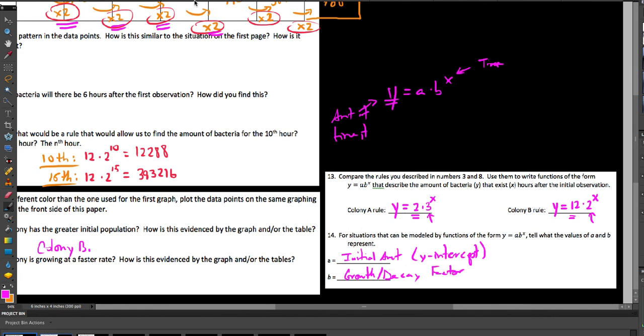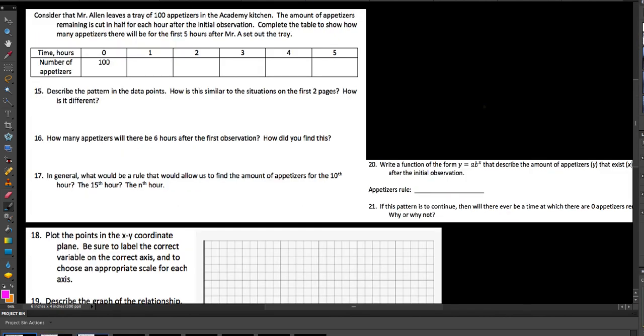Okay? So I kind of want to finish this up here by taking a look at a decay situation. We'll make this real simple for you. What if I were to put out 100 appetizers in the academy kitchen, and the amount of appetizers remaining is cut in half each hour after the initial observation? So what would this look like? Well, I still have time as my input variable, but this time it's not a number of bacteria, it's a number of appetizers. And what you can see here is this is still multiplication, but a little bit different this time. What you're going to see is I'm cutting this in half every time. So what I'm going to write is I'm multiplying by a half. And what I would end up with is 50 left over here. If I multiply this by another half, I would get 25.